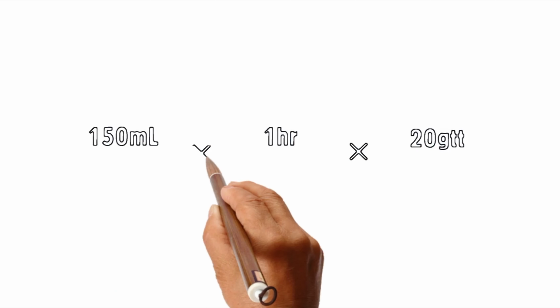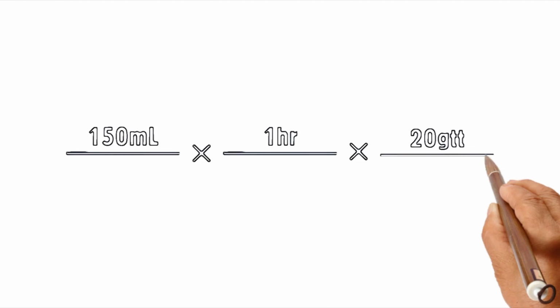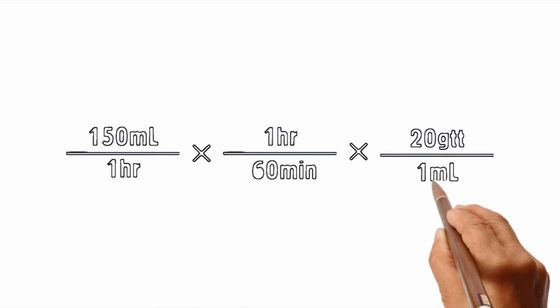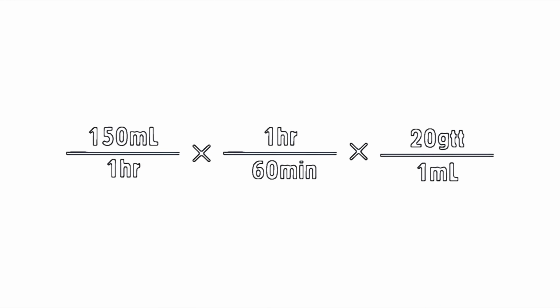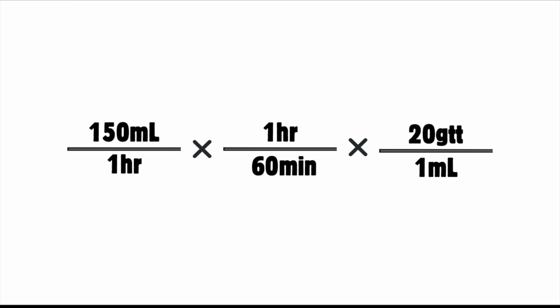To fully set up our equation, we will need to add how many GTTs equals 1 mL. This can be found on the packaging of the dial flow or the IV tubing that you are using. To recap, we will start with what we know, our desired infusion rate of 150 mLs per hour. Then we will convert hours to minutes by multiplying 1 hour over 60 minutes. Then we will multiply our GTTs per mL that is listed on the tubing that we will be using.